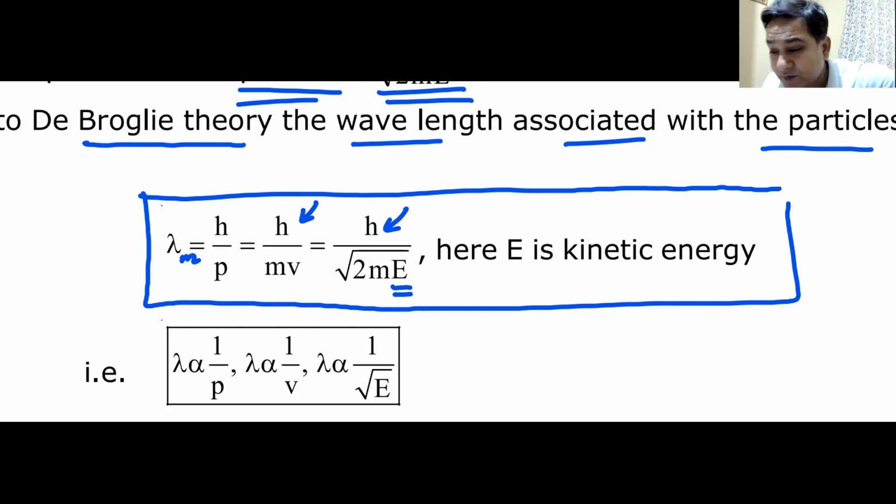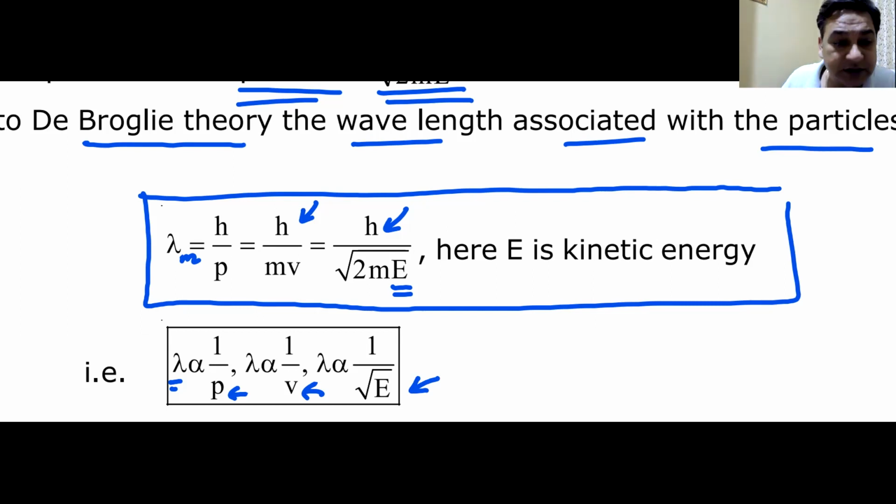One question can come from these matter waves. That means this lambda is inversely proportional to momentum. More the momentum, less the lambda. It is inversely proportional to velocity. More the velocity, less is the lambda. It is inversely proportional to root over kinetic energy. More the kinetic energy, less is the wavelength. Do we understand this? I'll give you a minute to note it down.